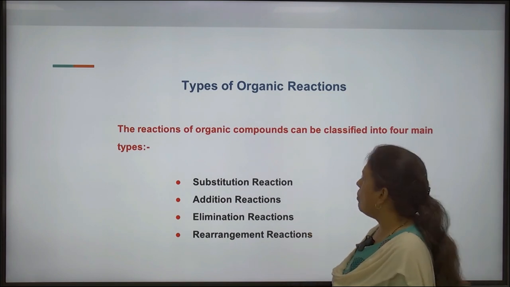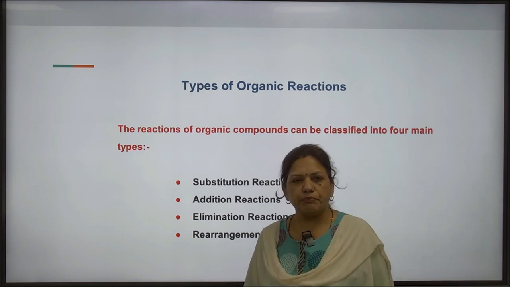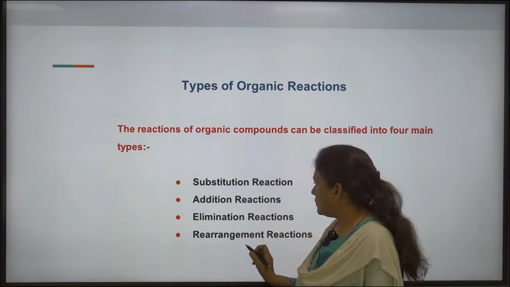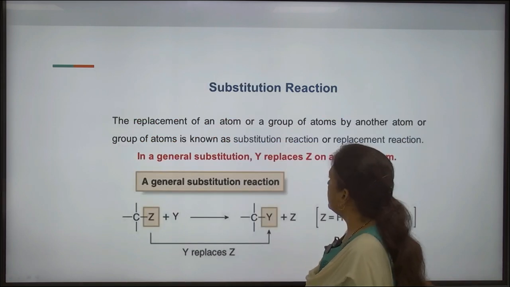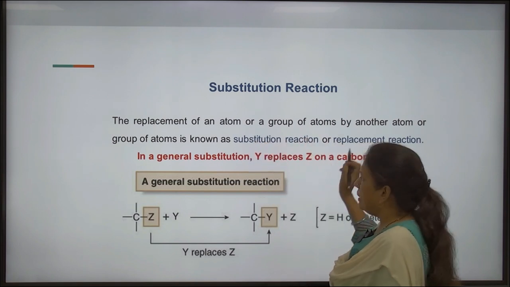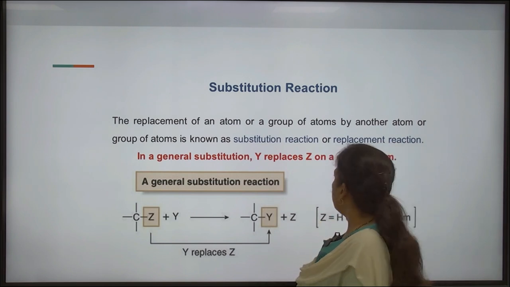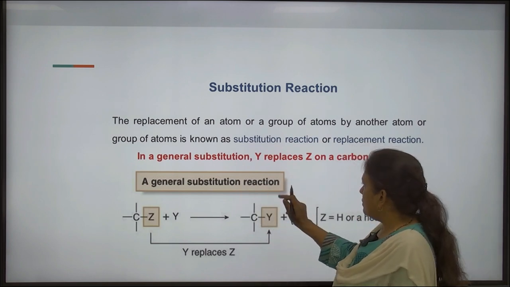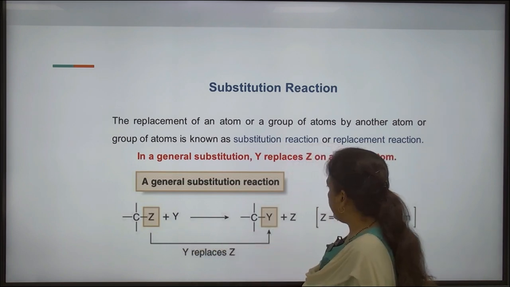The reactions of organic compounds can be classified into four main types: substitution reaction, addition reaction, rearrangement reactions, and elimination reaction. Substitution reaction: the replacement of an atom or a group of atoms by another atom or group of atoms is known as a substitution reaction or replacement reaction. In general substitution, Y replaces Z on a carbon atom.